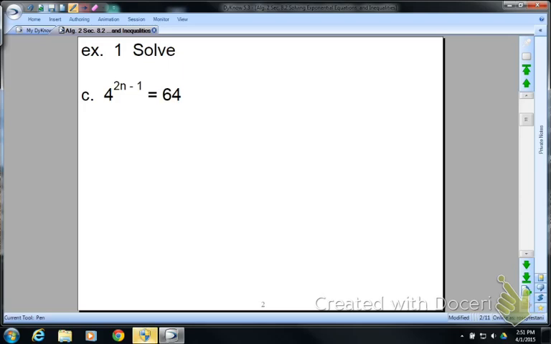Example 1c. 4 to the n minus 1 power is equal to 64. Once again, we want our bases to be identical. We don't want to change the 4, we want to change the 64. What base, 4 to some power gives us 64? How do you know you want a base of 4? You could think of 64, that's 8 squared is 64, and 4 to the third power is 64. So could you use either one? No. We want our bases to be identical, so we have to use the 4 to the third power. If you use 8 squared, then your bases won't be identical.